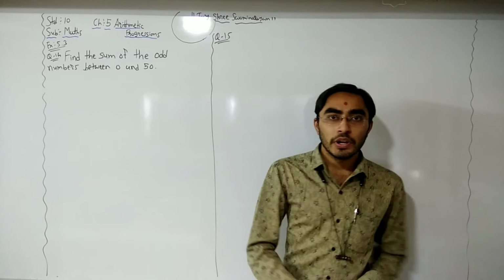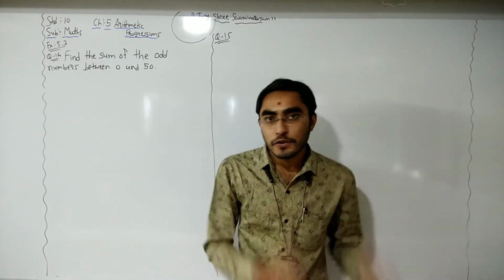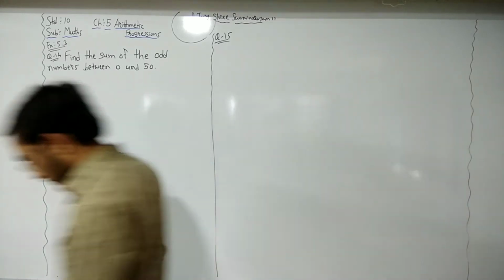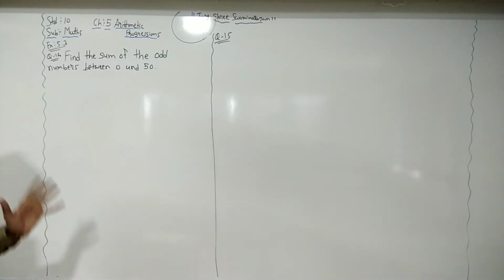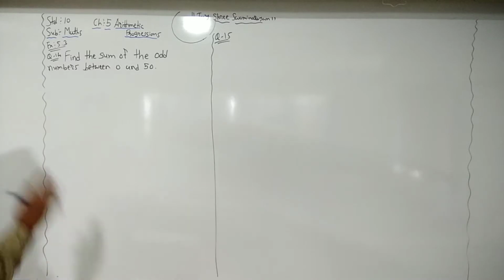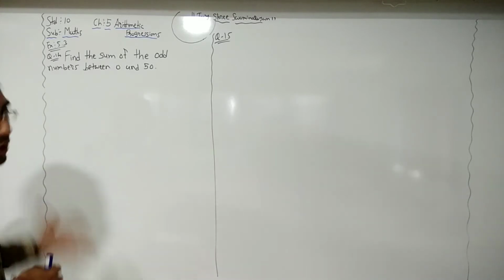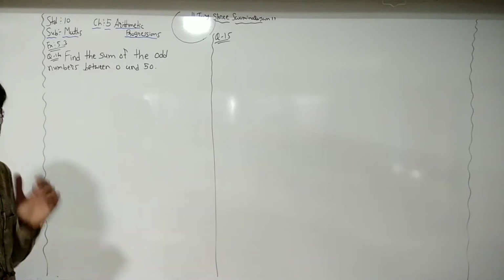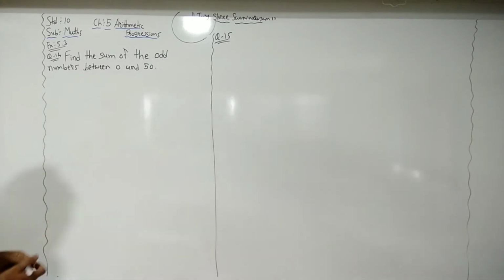Now let's move forward. Exercise 5.3, question number 14. First of all, read this question. Find the sum of the odd numbers between 0 and 50. Okay, so here we need to find the sum of the odd numbers between 0 and 50.